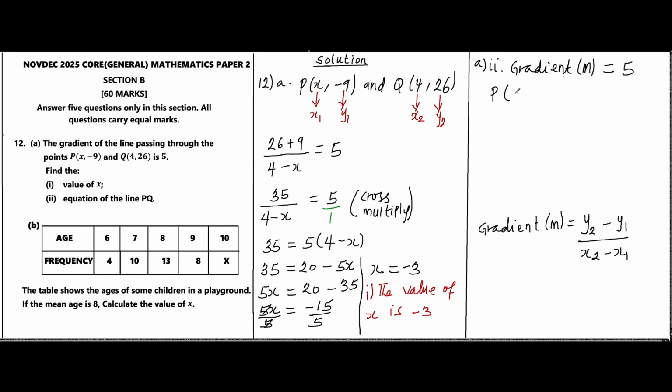So P, the x coordinate of P is minus 3. And the y coordinate of point P, we have minus 9. So this is our x1. We already know this, and this is our y1. Now recall that the equation of a straight line is given by the formula y minus y1 equal to m multiplying x minus x1.